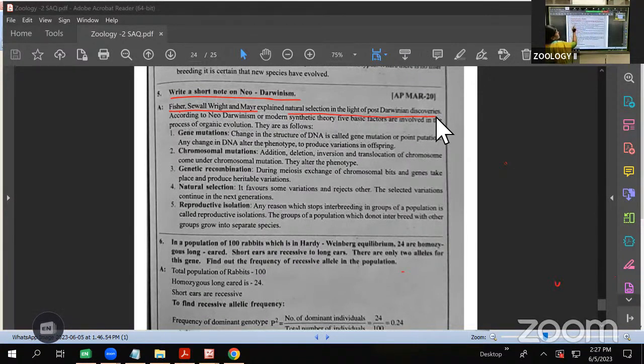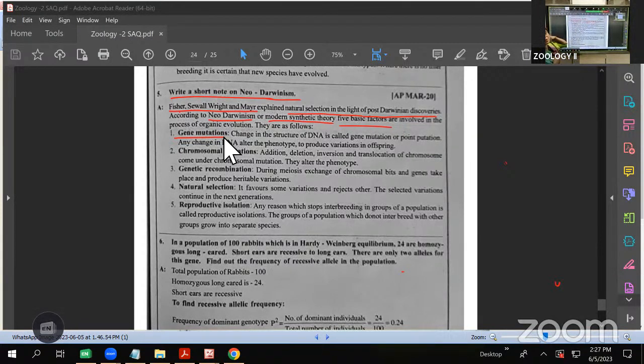Clear? Neo-Darwinism is also called the modern synthetic theory. In this, mainly five basic characters are there. What are the characters? First one is called gene mutations.